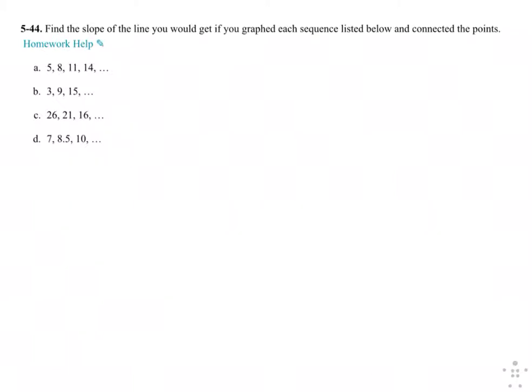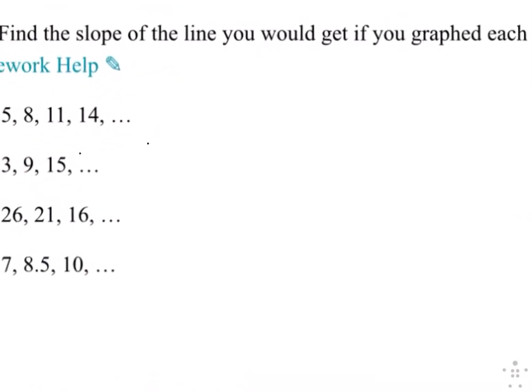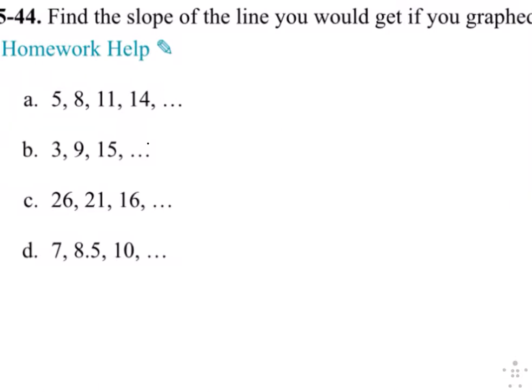Okay, so 544, they're asking us to find the slope of the line if we connected all these points, right? So these are y values they're asking us to connect, right? So what they're really asking us to do is see how much it changes between each of the numbers. So I'm going to zoom in here. Oops, let me zoom in. Okay, and we can start.